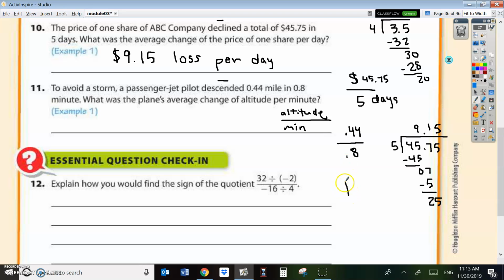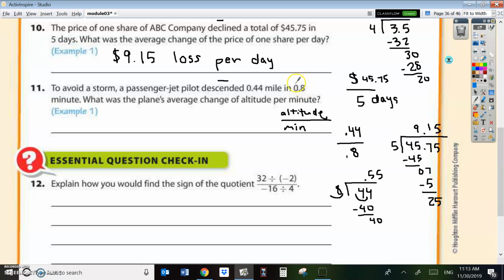Now rewrite it so that you're familiar with it. Use your regular division box. You've got 44 hundredths divided by 8/10. You have a decimal in your divisor, so move it out. And move this decimal over to the right one place and then put it straight up. Now how many 8s in 44? There's 5. 5 times 8 is 40. Subtract, we get 4. Bring down a 0. 5. So it's going to be 55 hundredths of a mile in 1 minute.